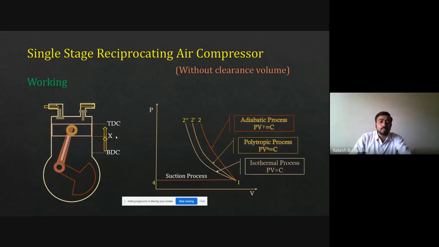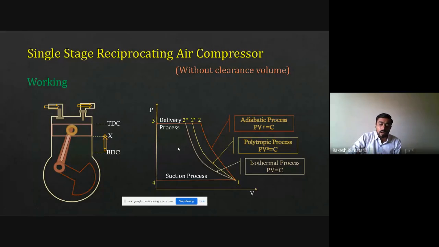Let's show this process in our PV diagram. What happened in this process? The piston will move from X to TDC. And due to motion of the piston from X to TDC, the volume will get decreased, but pressure remains constant. So the process will be a little bit like this. This one is the delivery process.